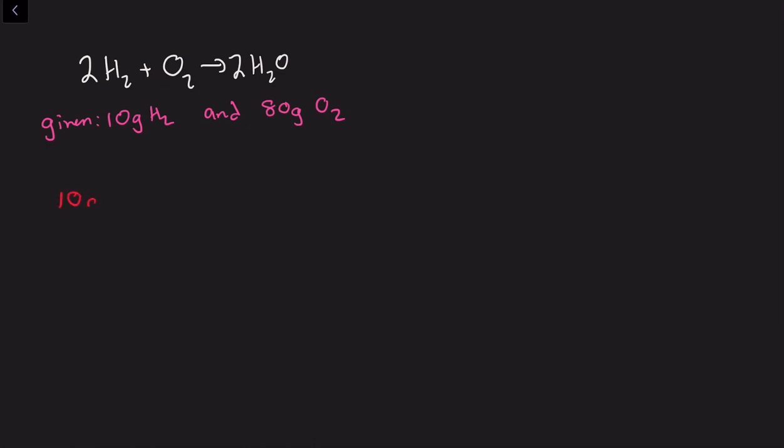So if we're only given the 10 grams of hydrogen, I'm going to do the mole to mole conversion. So it's going to be 2 grams of hydrogen is 1 mole of hydrogen gas. That's going to cancel out the grams. Now from there, I'm going to do moles of hydrogen gas to moles of water. So this is my mole to mole ratio. So I'm going to put moles of H2 on the bottom and moles of H2O on the top.